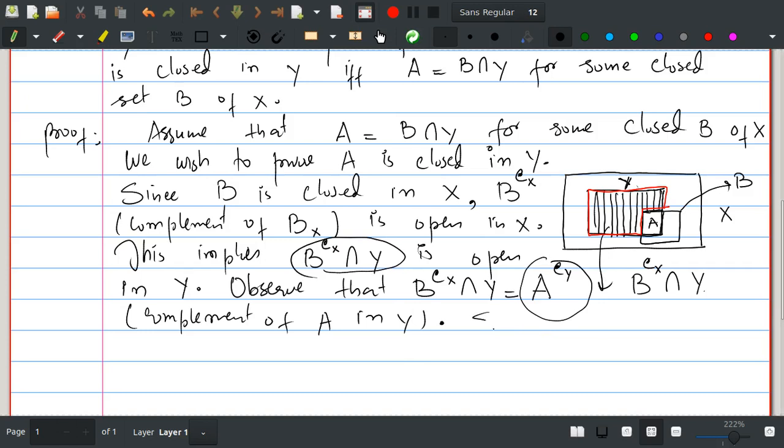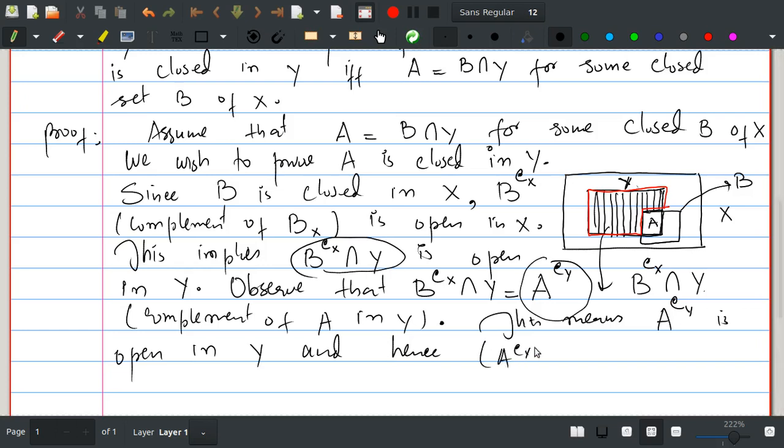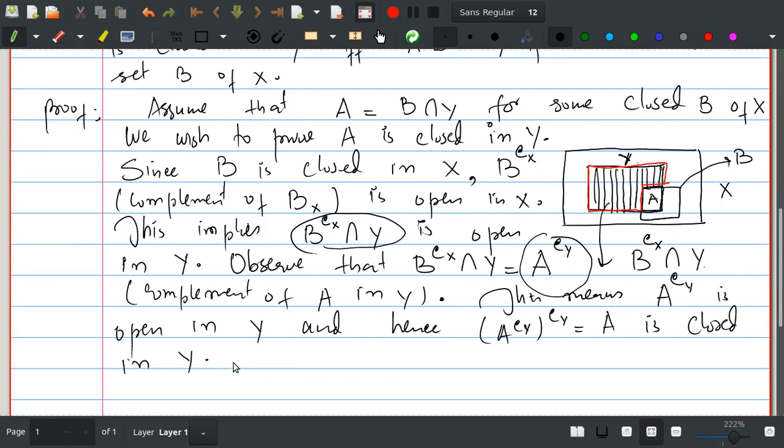So this means A complement in Y is open in Y, and hence A is closed in Y. So this proves one direction. If we choose A to be equal to this expression here, while B is closed in X, then A will be closed in Y.